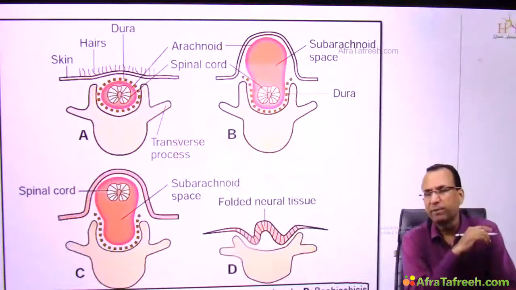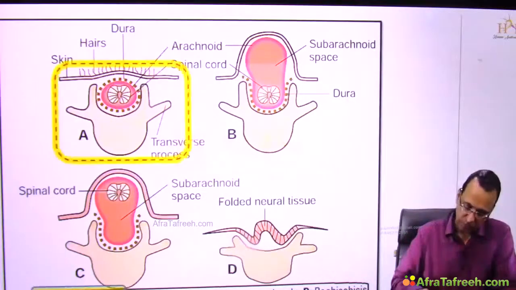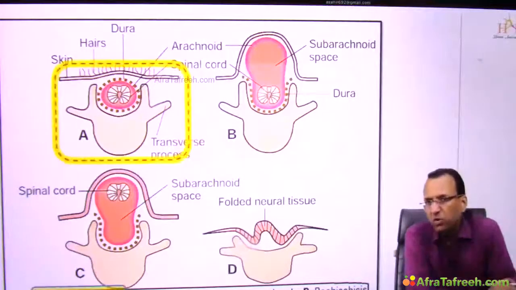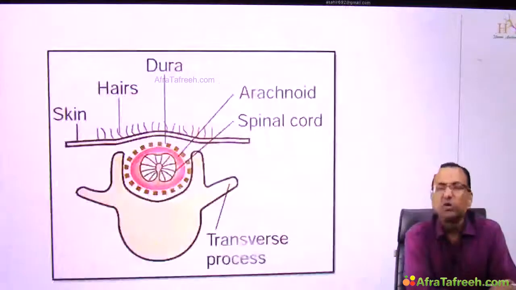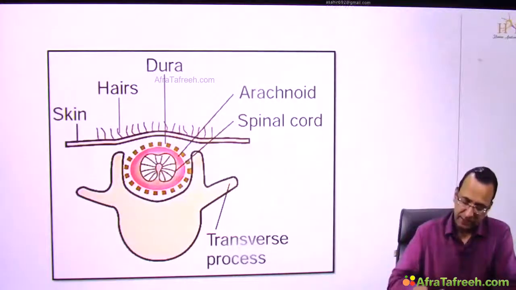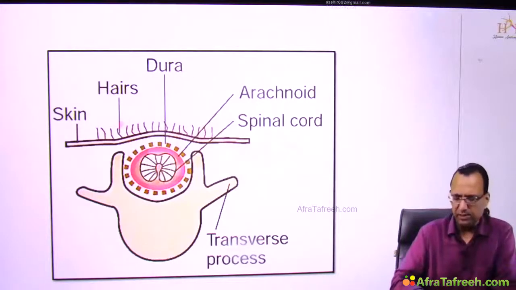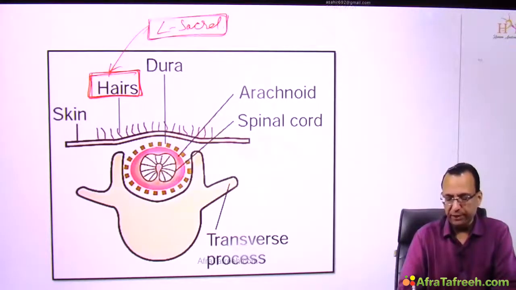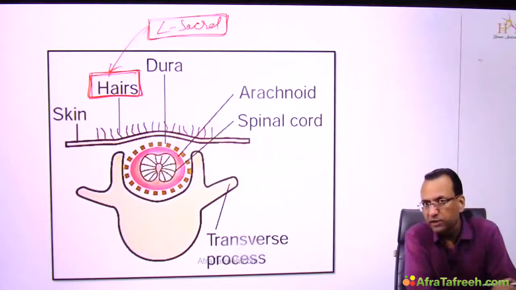The most common type of spina bifida is spina bifida occulta. What is occulta? Occulta means hidden. You don't know it is existing. It is hidden. There will be just a tuft of hair on the back, lumbosacral region. Nothing else. But if it is hidden, then how do you know that it is there?